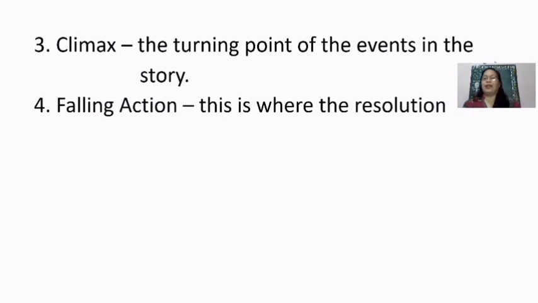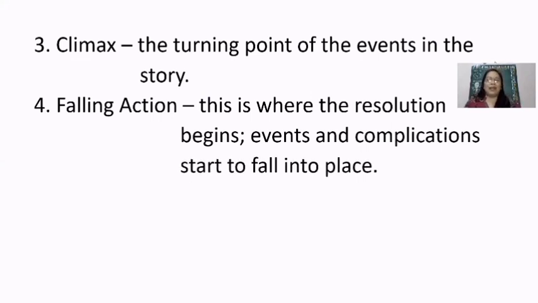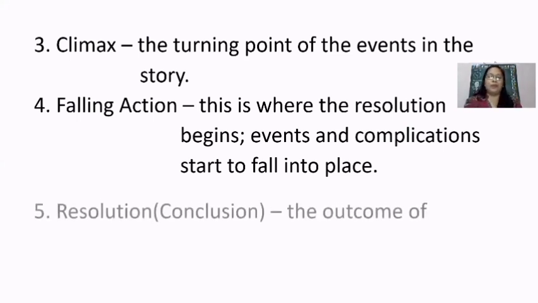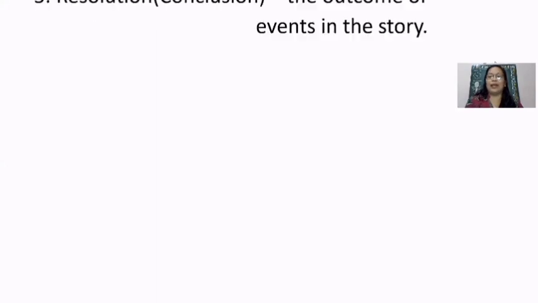Let us have the fourth essential part of a plot, which is the falling action. When we say falling action, this is where the resolution begins, or events and complications start to fall into place. This is where the solution of the problem or the struggle of the character starts to be solved. And the last one is the resolution or the conclusion. This is the outcome of events in the story.